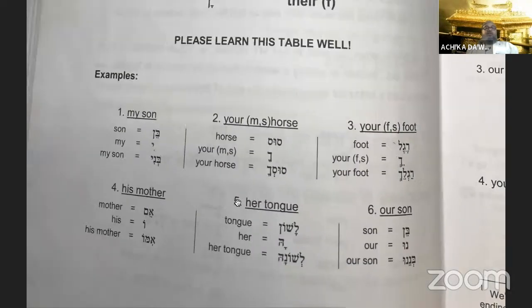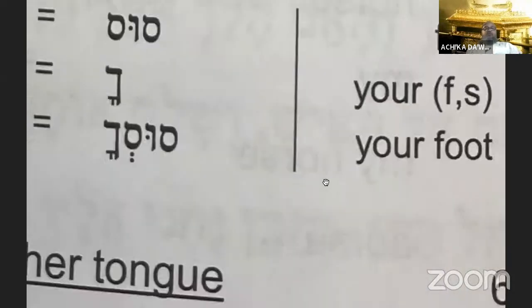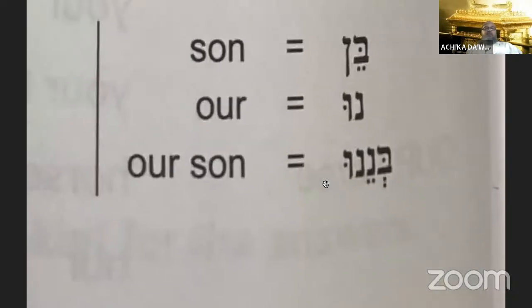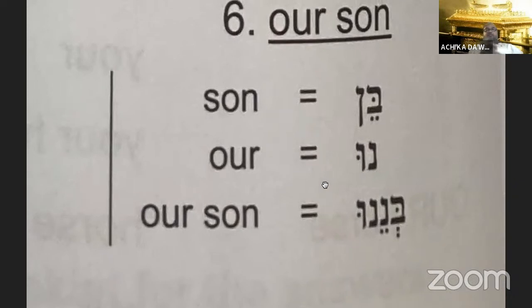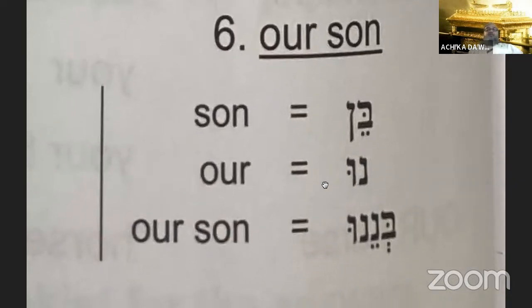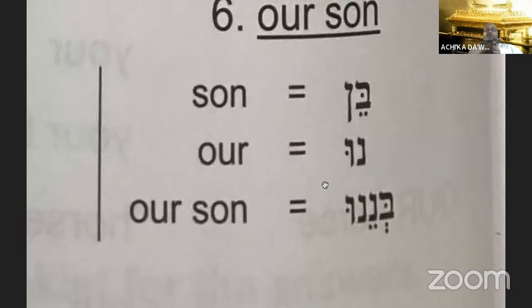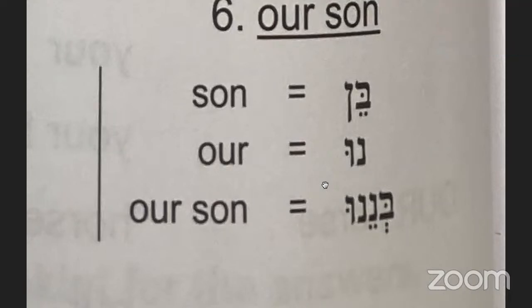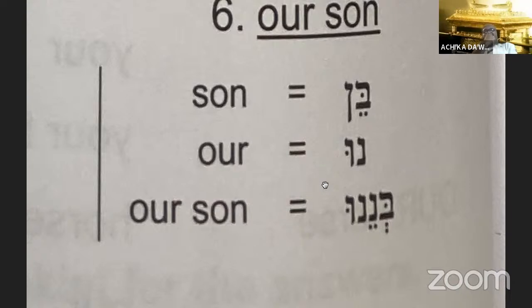Any questions? Here it is. You're going to get it. There's a son again. That's our son. Our is nu. So how do you say our son? Benenu. There you go. Benenu. Yes. That's all. We're just not used to it.